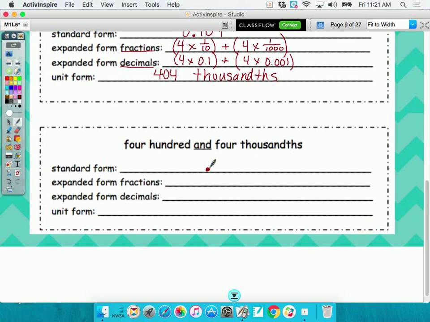So here's what I want you to do. Everything that's in front of the word and goes in front of the decimal. What number goes in front of the decimal? 400. Everything that's after the word and goes after the decimal. How do you write 4 thousandths? 0.004. Okay, go ahead and write the number. Now we're going to try this without the place value chart.